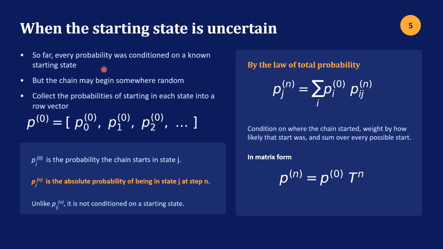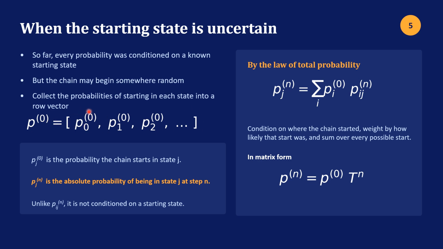So far, every probability that we've discussed was conditioned on a known starting state. If you recall, Pij was the probability of going from i to j in n steps, so we knew where we were starting. However, you may want to ask: given the process starts at time 0, what's the probability that it's in a given state n steps later? And since we may not know what the starting state is, we have probabilities. That's what is shown here.